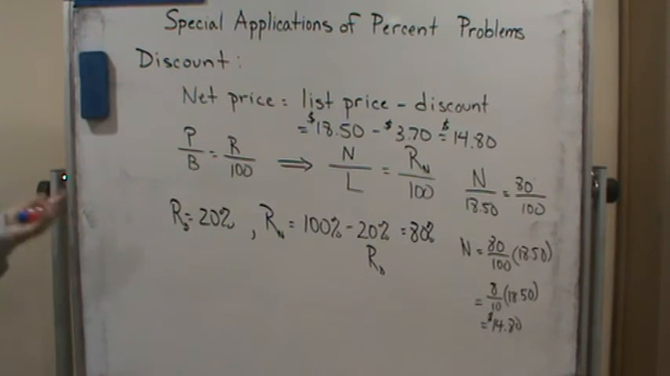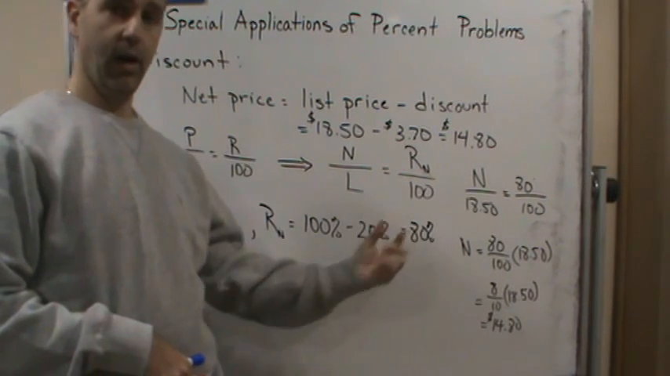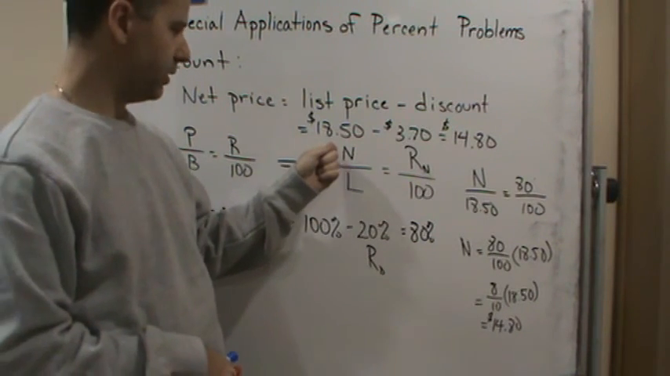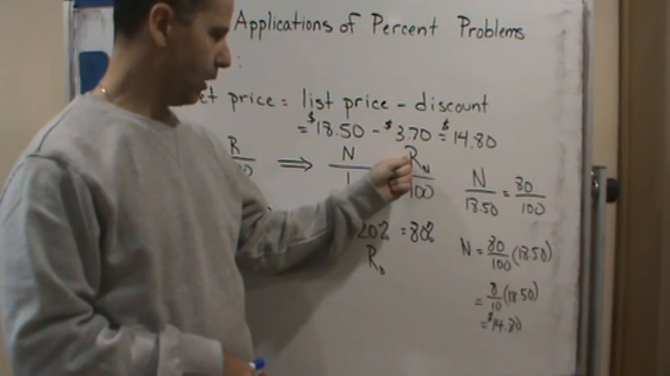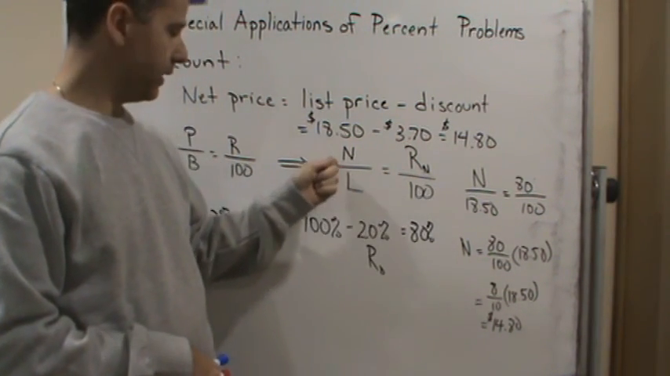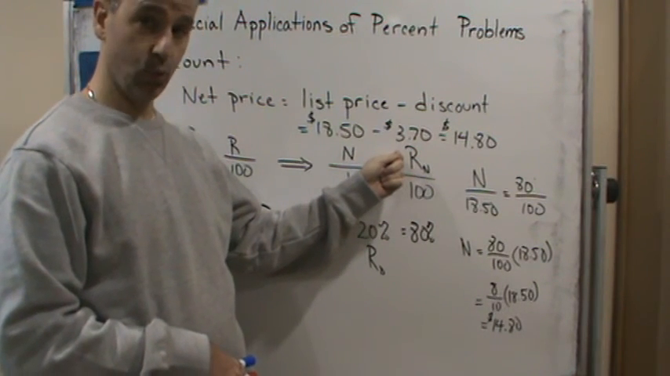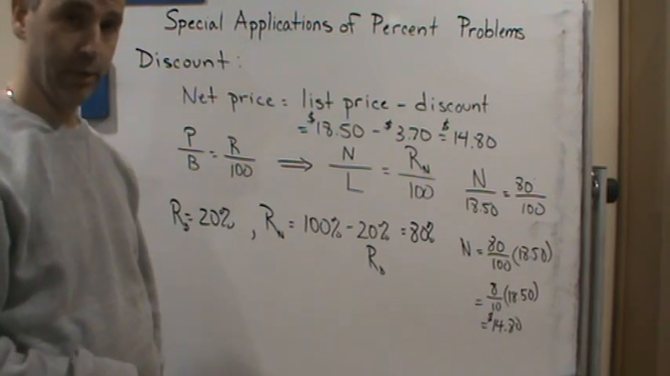So again, there's another option for you. Okay? And again, we're setting up a proportion to be able to do that. So you can either compare the discount with the original price and then use the discount rate over 100, or you could take the net price compared to the list price and then use the net price rate compared to 100. That's it.